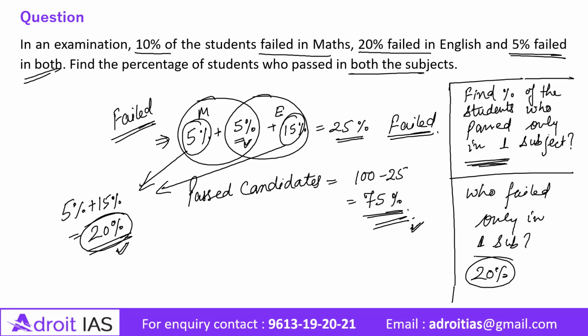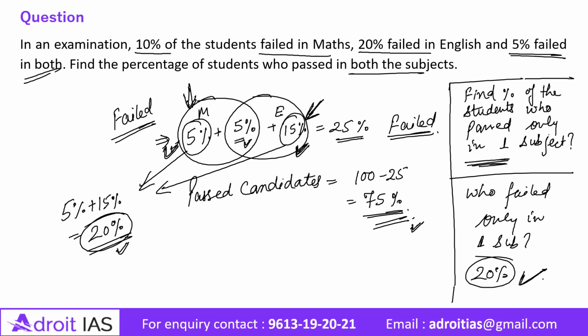Why? Because the candidates who passed only in maths must have failed in English, and similarly, the candidates who passed only in English must have failed in maths. So the candidates who passed only in one subject are 20% and the candidates who failed only in one subject are also 20%. So the question can be of any type, but this is the approach to solve the questions. Now let's talk about the next question.